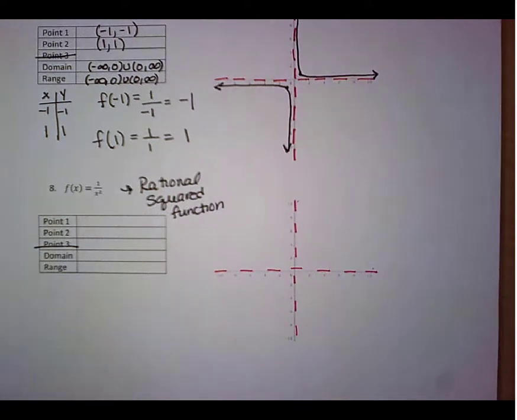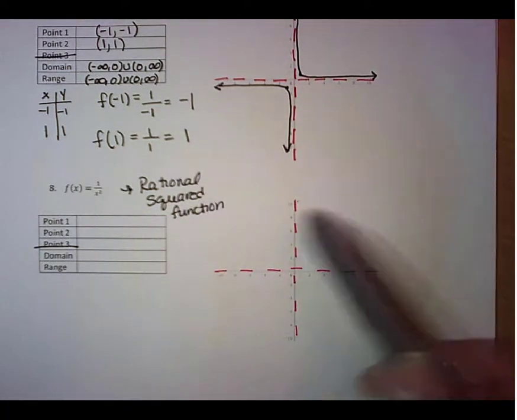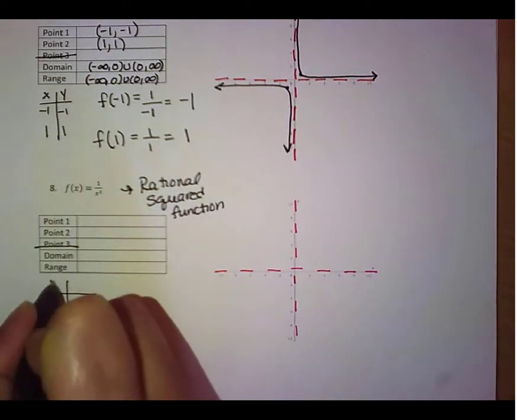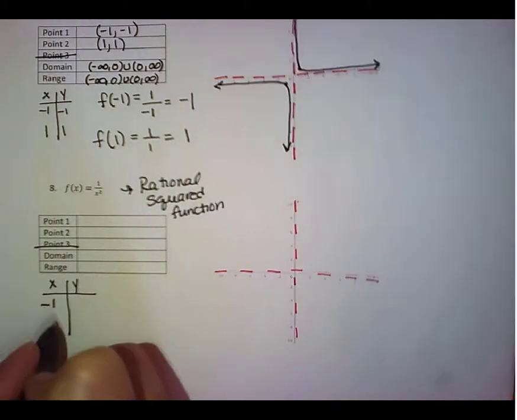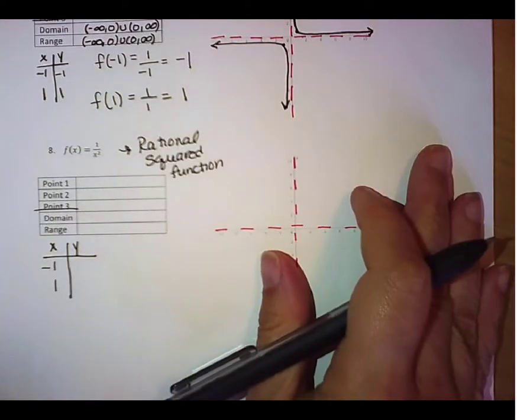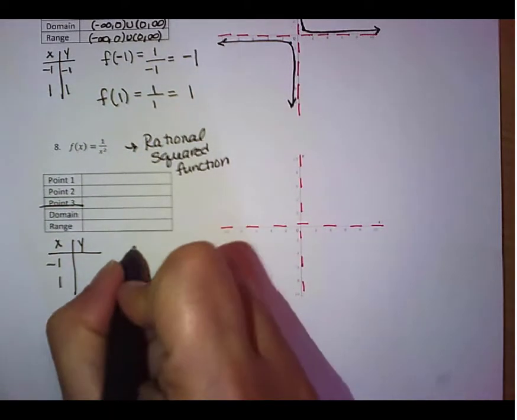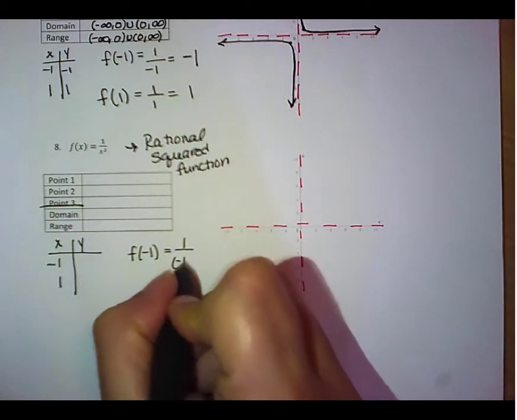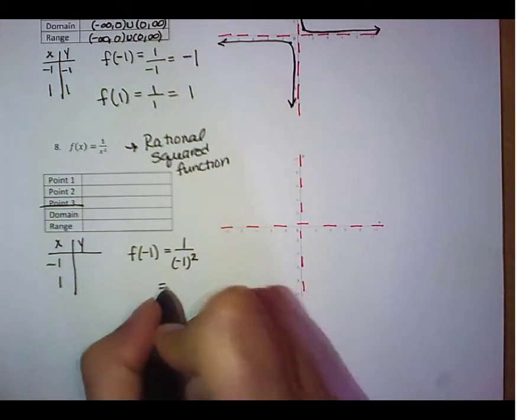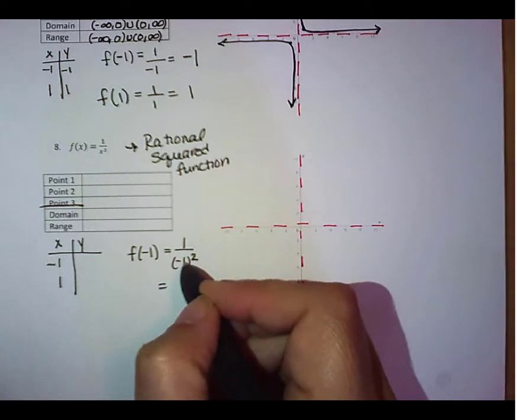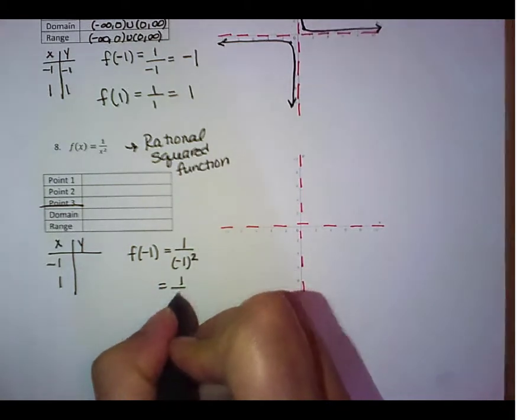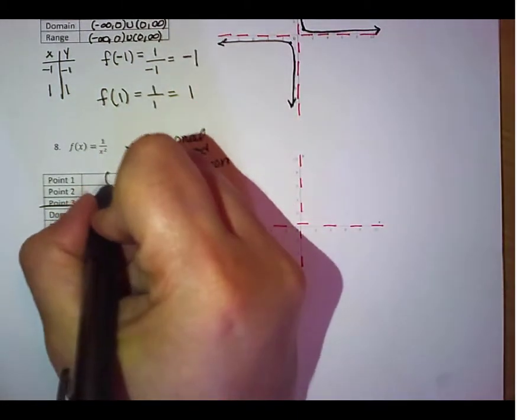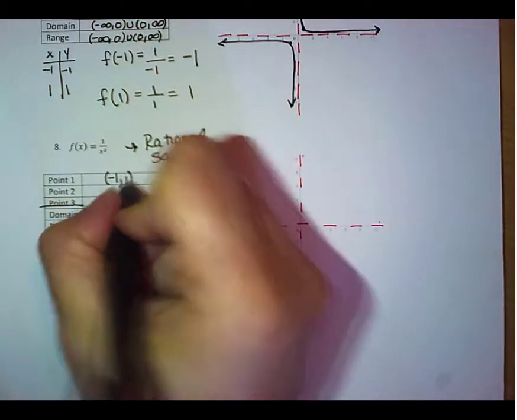Well, let's find out where our L-shaped graphs are going to be, what quadrants they're going to live in. So we're going to go ahead and do our x and our y. We've got -1 and +1 as what we're going to use for these values. So f at -1 is going to be 1 over -1 squared. Again, remember we're squaring a negative, so a negative times a negative is a positive. That would be 1 over 1, which ends up getting us a +1. So our first point is going to be the point -1, +1.